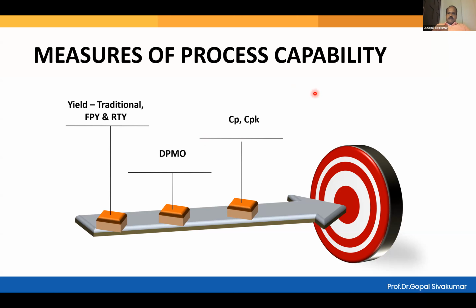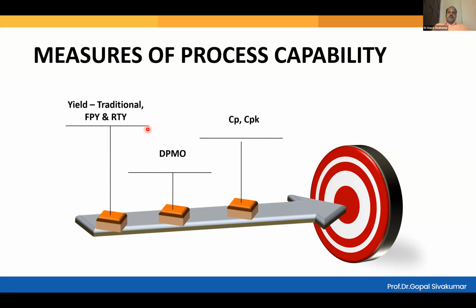This is predominantly used in manufacturing industries, but it can be used in other industries as well. The only requirement is that the data type must be continuous data, right? If you are measuring your capability with respect to a measurable characteristic, then you can use Cp and Cpk. Otherwise, DPMO will do, and then your yield will do.